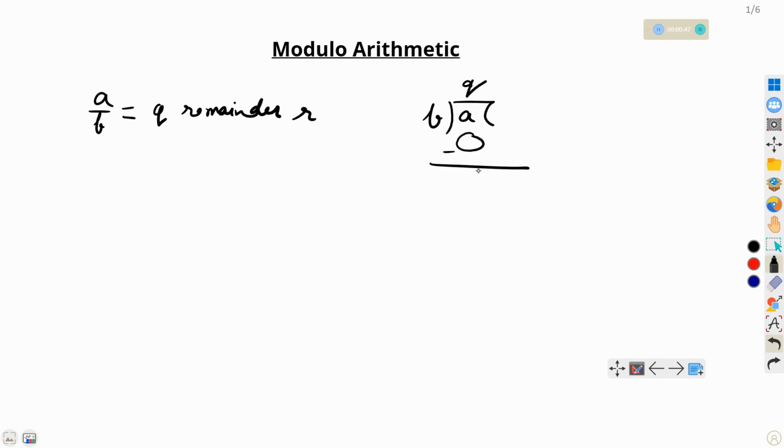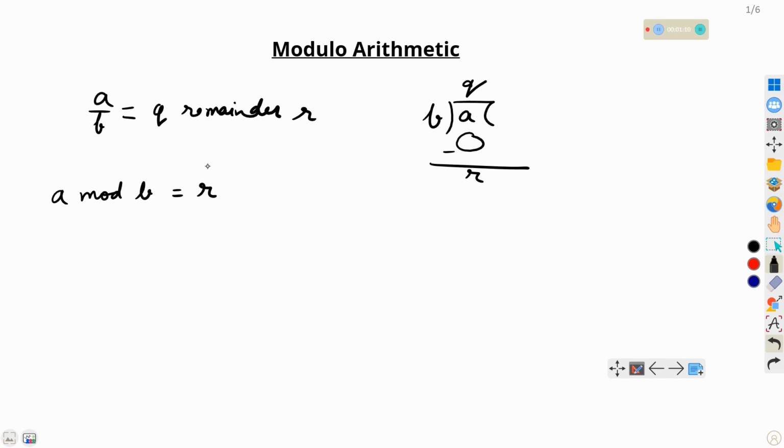So when we divide two numbers, let's say we divide A by B, we have an equation like something Q and a remainder R. Let's say we are dividing A by B and we get quotient Q and we get the remainder R. So what is modulo? Modulo gives the remainder when we divide two numbers. So what is A modulo B? A modulo B is R.